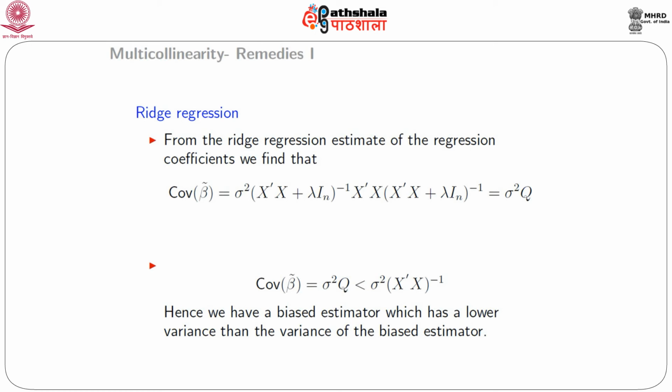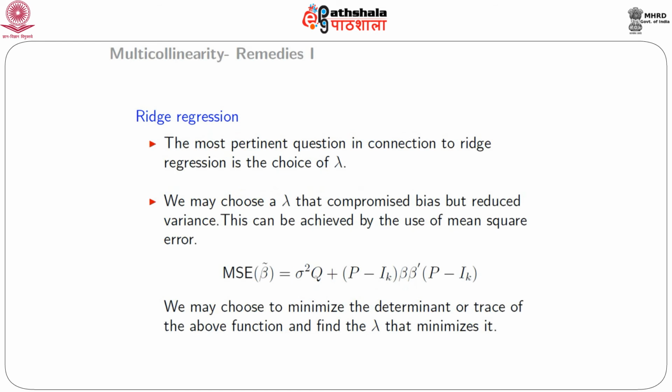We may choose a lambda that compromises bias but reduces variance, and this can be achieved by using the mean square error. The underlying idea is to find a biased estimate with less variance, but we still need to find a threshold or cutoff value for lambda. This can be obtained using the MSE expression for beta tilde. MSE of beta tilde equals σ²Q plus (P − I)β β'(P − I)'.